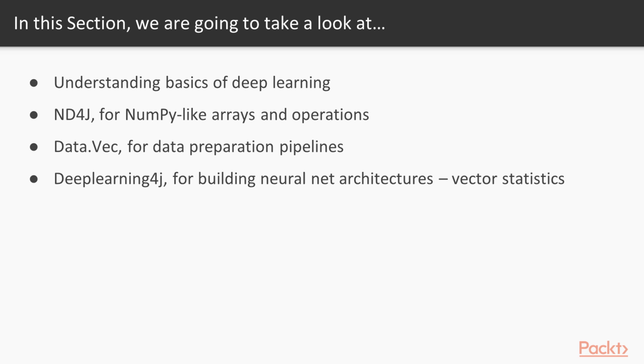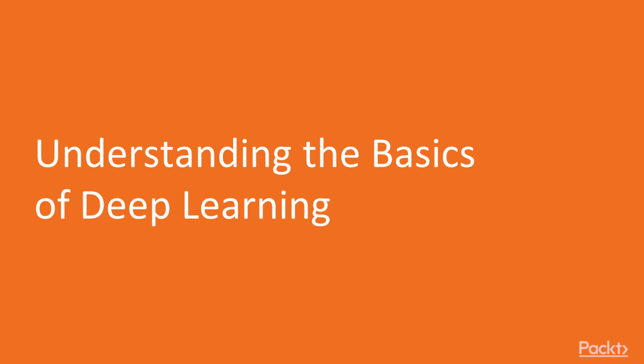In the last video in this section, we'll be looking at Deeplearning4J for building neural net architectures. We'll be looking at vector statistics, which can also be useful for understanding our input data that is used to train our deep learning model. And this is the first video of this section, in which we'll be understanding the basics of deep learning.